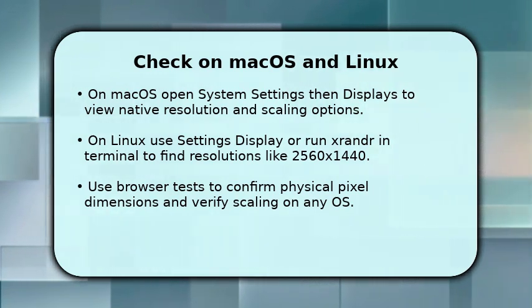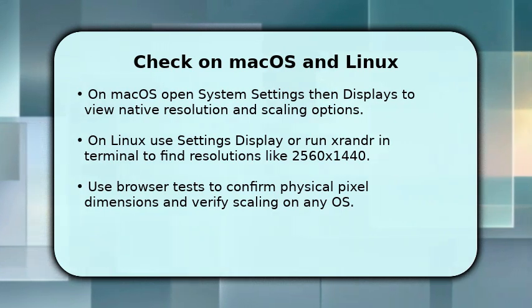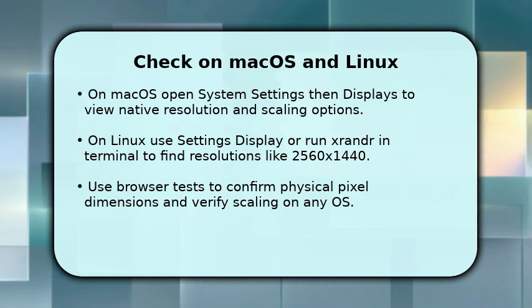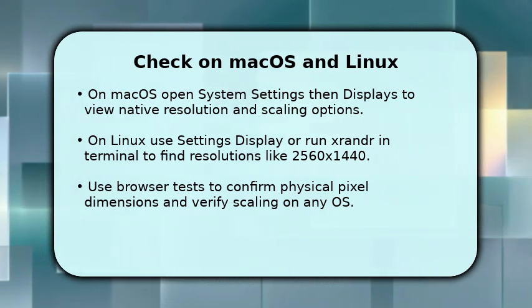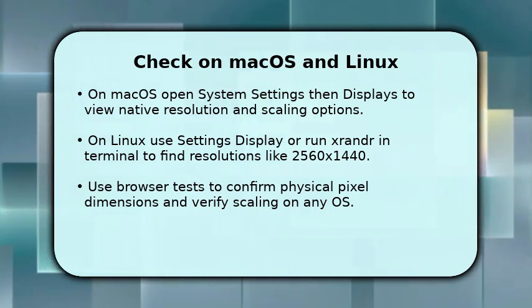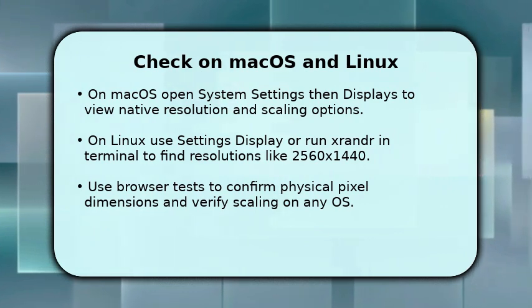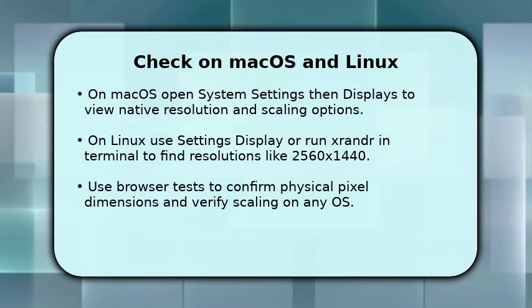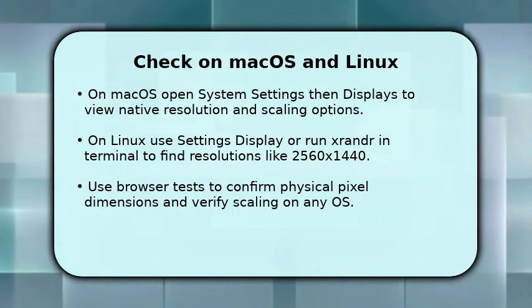On Linux, open Settings, then Displays or run xrandr in a terminal to list connected monitors and resolutions. Look for entries like 2560x1440 or 3840x2160 in the xrandr output.